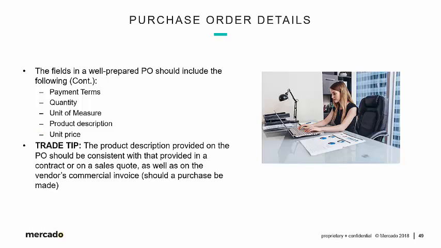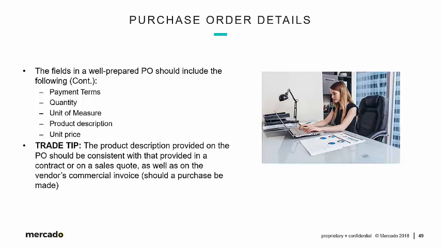Here's another important trade tip. The product description provided on the PO should be consistent with that provided in a contract or on a sales quote, as well as on the vendor's commercial invoice, should a purchase actually be made. Pasta cutting machine, to go back to our original example. That product description is going to be used throughout the life of the transaction as it appears on other documents, the commercial invoice, the packing list, the bill of lading, etc. What is that information going to be used for later?